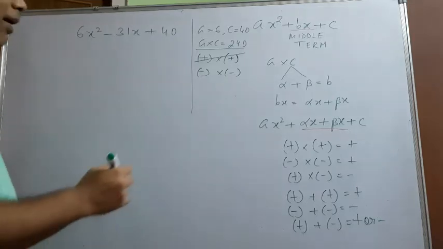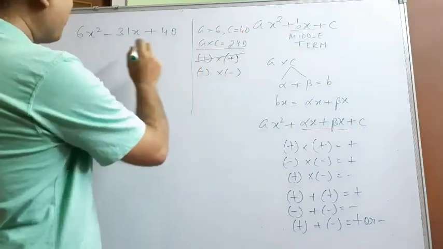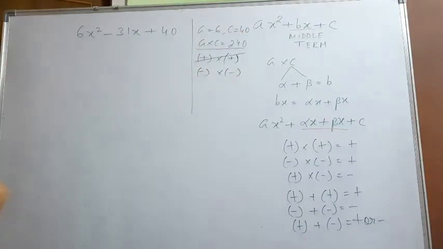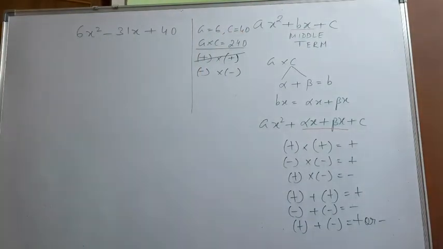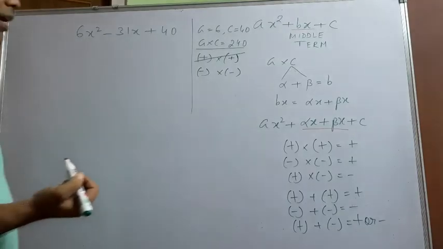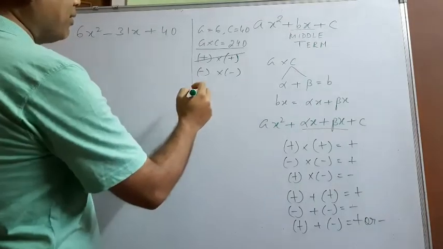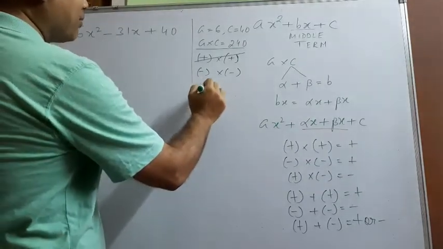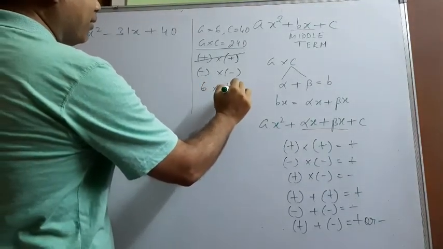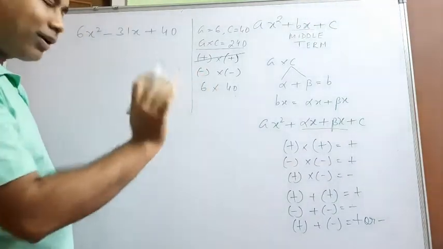Okay, so first of all, directly if I see that 6 plus 40 is equal to minus 31, no. 6 plus 40 is not equal to minus 31. Then how can I factorize this? How can I factorize this? Okay, so for that, suppose it is a big number. Two factors must be negative. Okay, we'll do later on.